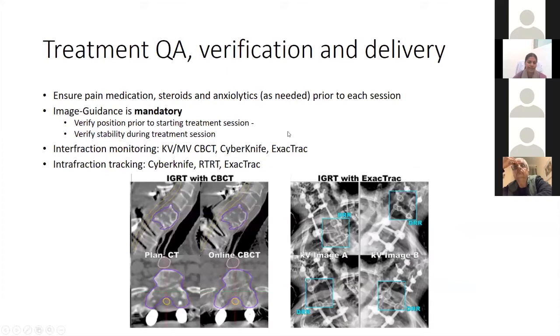So all planning is good, but it is also essential for any SBRT program to have a good QA verification and delivery mechanism. After QA and verification are done, we have to ensure that the patient is comfortable during treatment. So adequate pain medications have to be given. If needed, anxiolytics also should be given. And it is recommended that they also receive dexamethasone of about 4 milligram prior to each session.